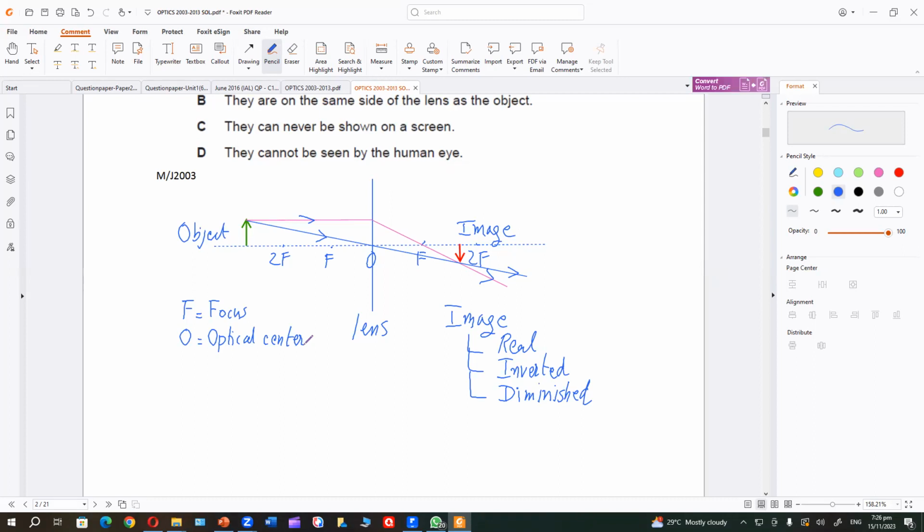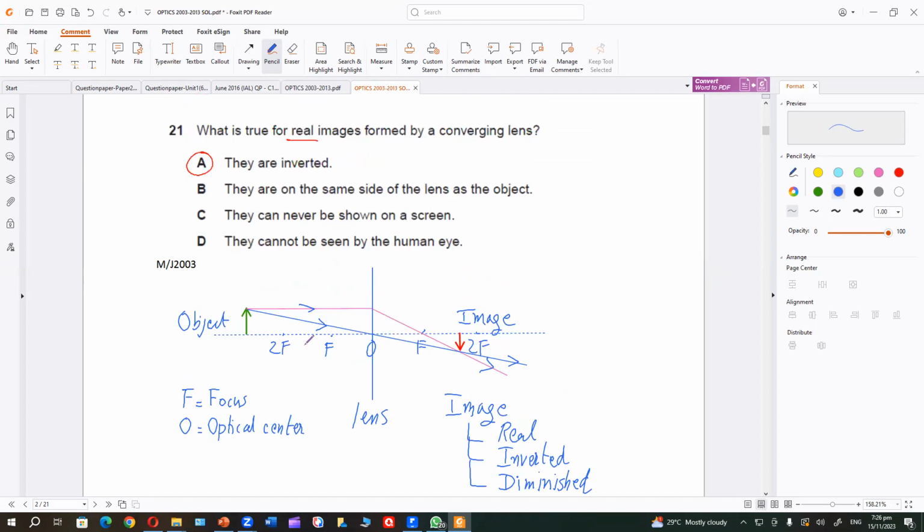Converging lenses are always making a real image. Only one case is there when it doesn't make a real image. Otherwise, it is always making a real image. This is called a convex lens.